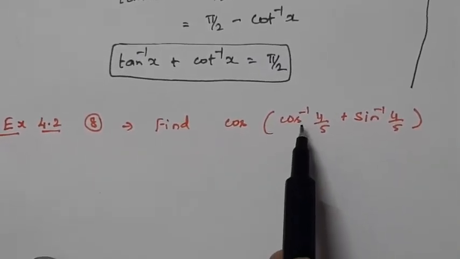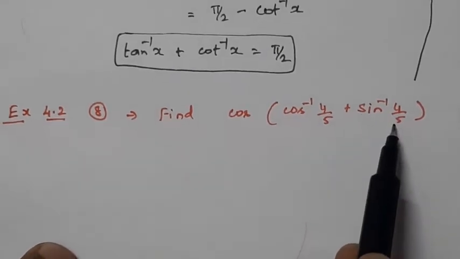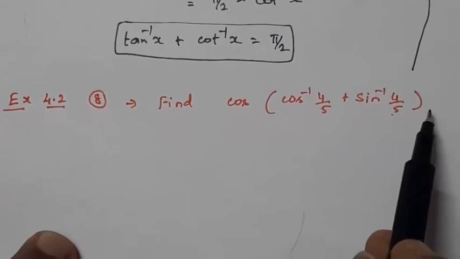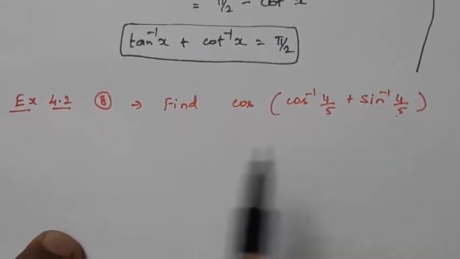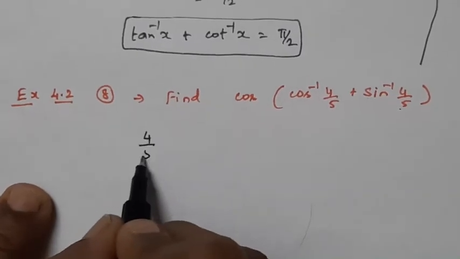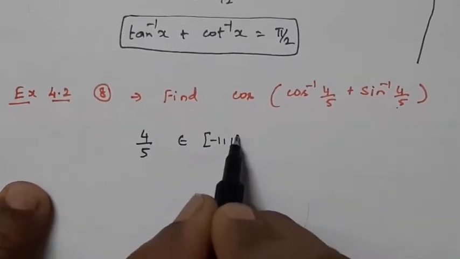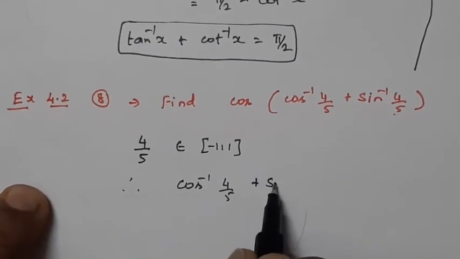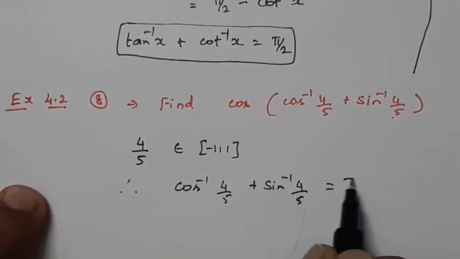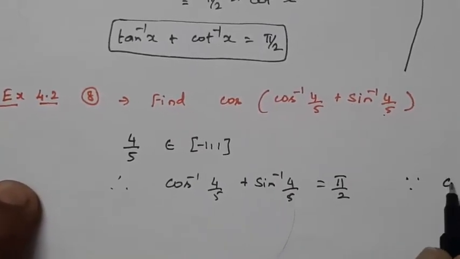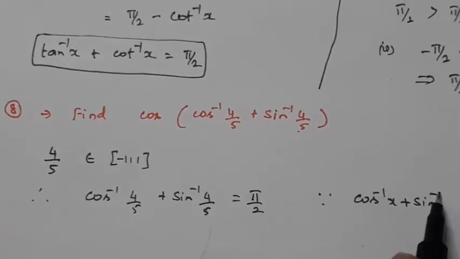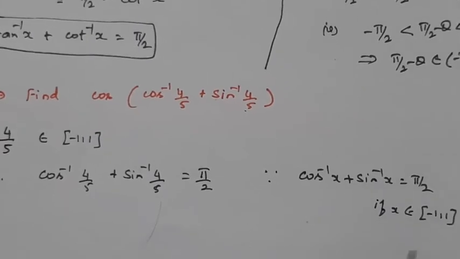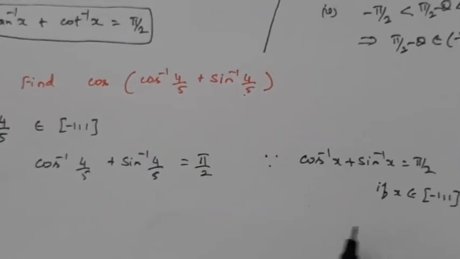Look at this. It is in the form cos inverse of x plus sin inverse of x, where this x, 4 by 5, belongs to the closed interval minus 1 comma 1. So we can apply the identity here. Now 4 by 5 belongs to the closed interval minus 1 comma 1, and therefore cos inverse of 4 by 5 plus sin inverse of 4 by 5 is equal to pi by 2, because cos inverse of x plus sin inverse of x is equal to pi by 2 if x belongs to the closed interval minus 1 comma 1. This is one of the cofunction inverse identities.